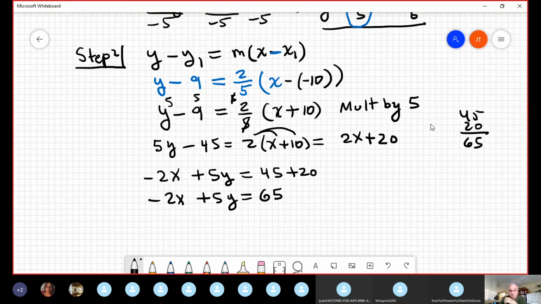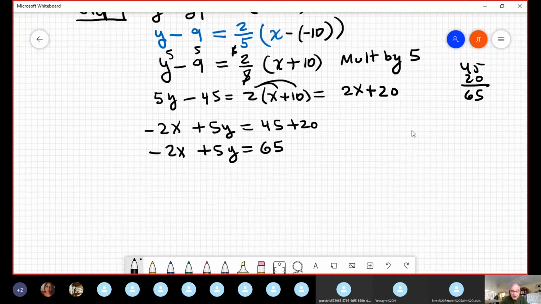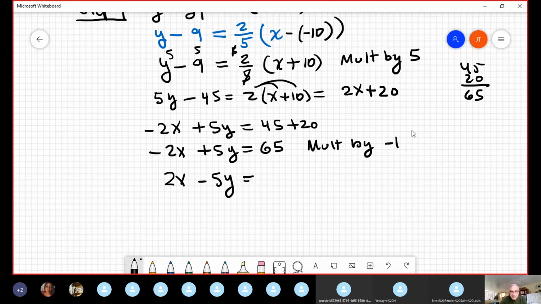Well, last detail. Remember, in standard form, A, which is the coefficient in front of x, must be positive. And one more time, you multiply the entire equation by negative 1 in order to fix this. And this is positive, this is negative, and this is negative. And this is my elegant final answer.